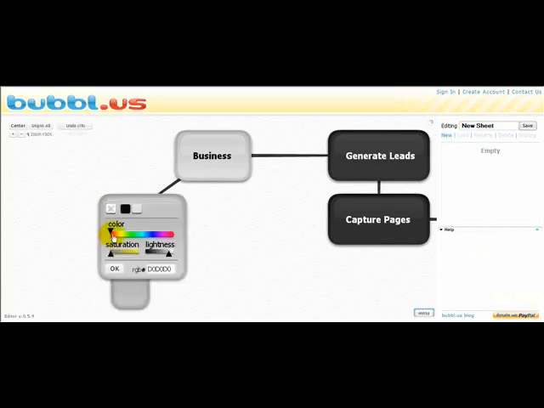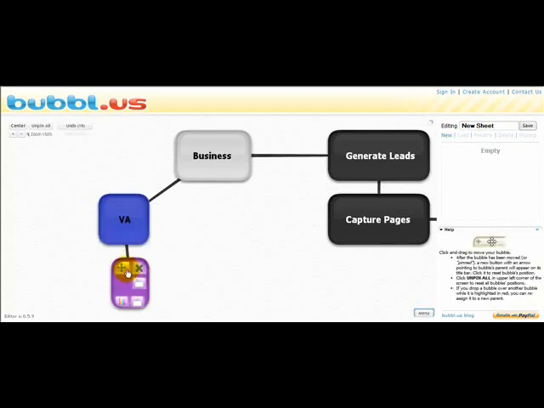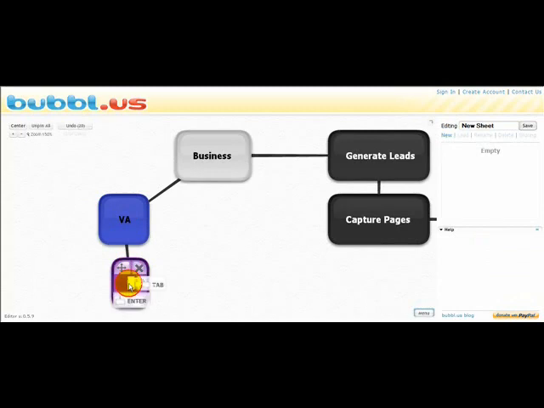Oh, we should probably do a nice color for the VA, huh? Ooh, there we go. How about blue for the VA, and for some reason it turned purple. I don't know why. So with the VA, we want to outsource more of the tasks that are important but not big money makers. We want to focus our attention on what brings in the money.